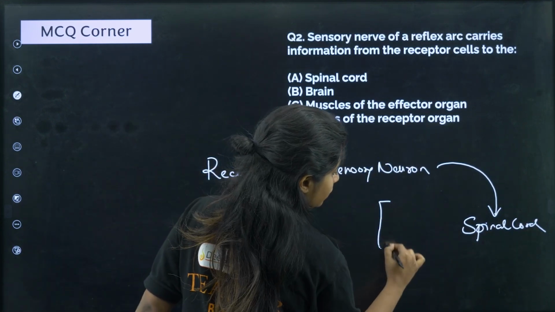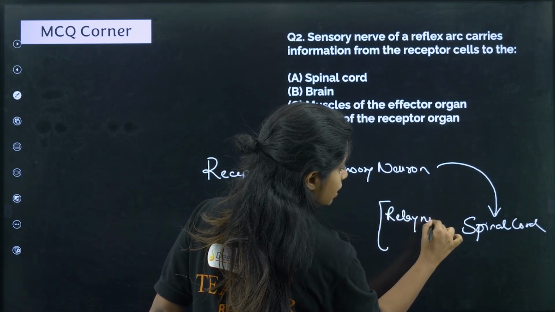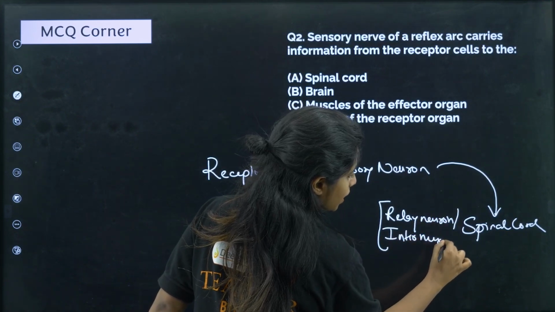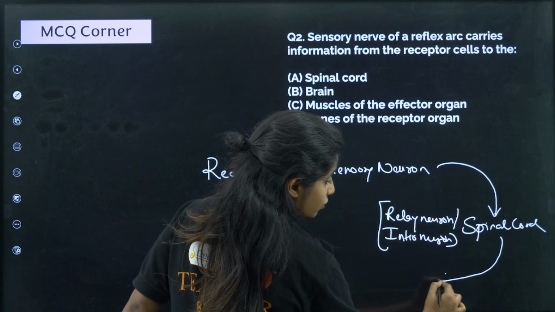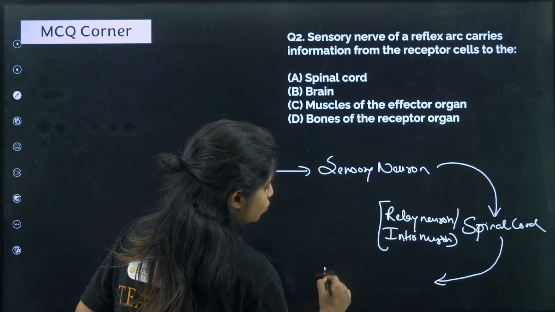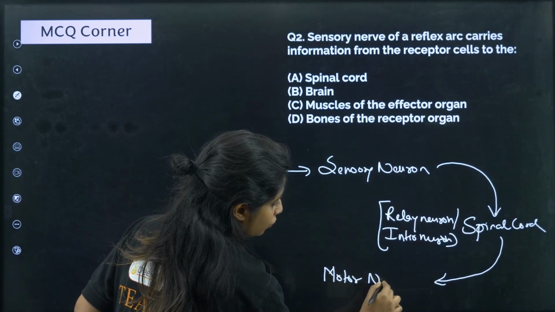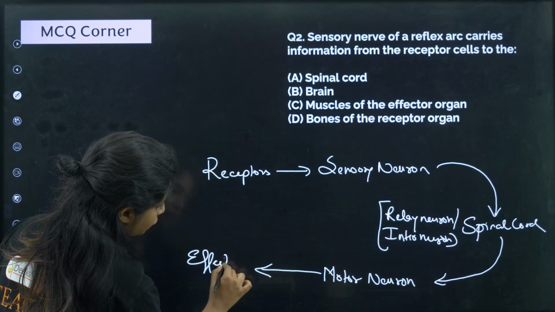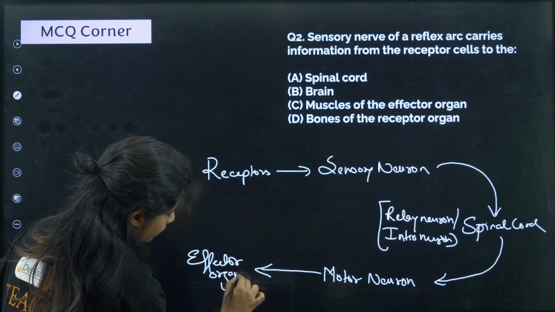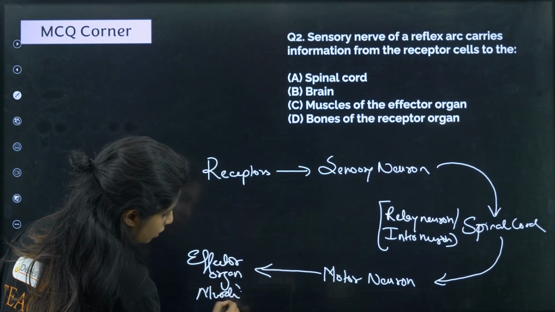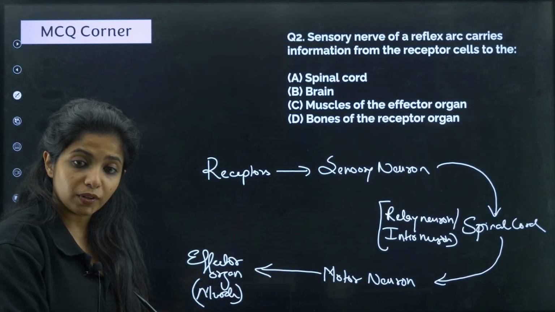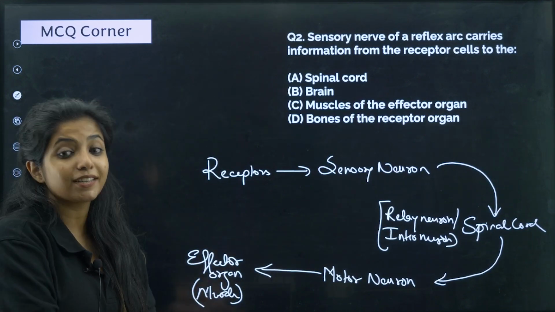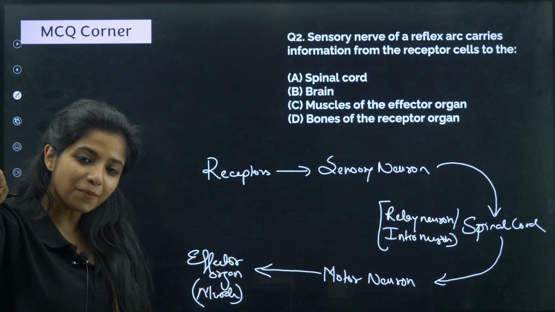Now, inside the spinal cord, we have a set of neuron which is known as relay neuron, or you also call it interneuron. And from this neuron, the signal is sent to a motor neuron. From the motor neuron, a signal is sent to the effector organ, which could be a muscle. And if the signal is sent to the muscle cell, we would be contracting our muscles, and hence we are able to move away our hands from the hot pan.